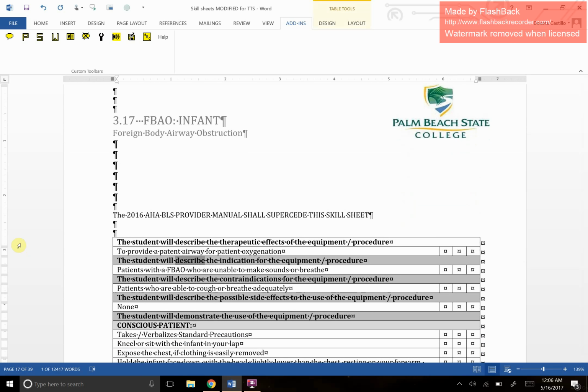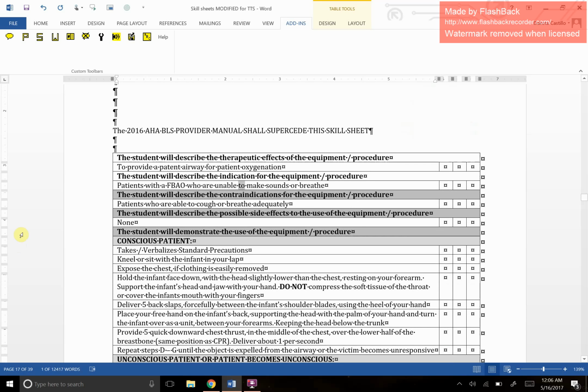The student will describe the indication for the equipment/procedure. Patients with a FBAO who are unable to make sounds or breathe. The student will describe the contraindications for the equipment/procedure. Patients who are able to cough or breathe adequately. The student will describe the possible side effects to the use of the equipment/procedure. None. The student will demonstrate the use of the equipment/procedure.